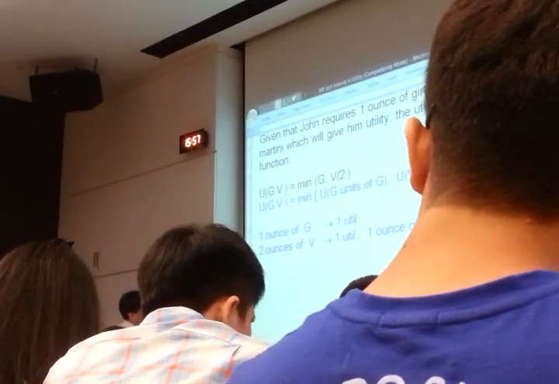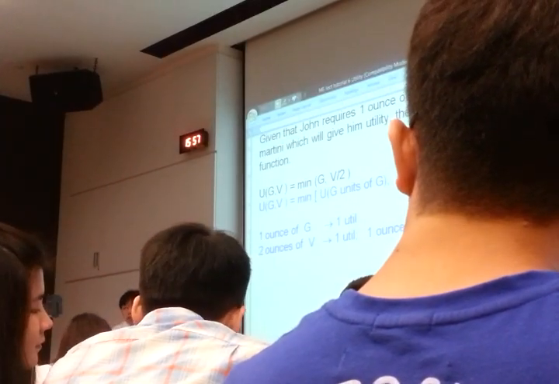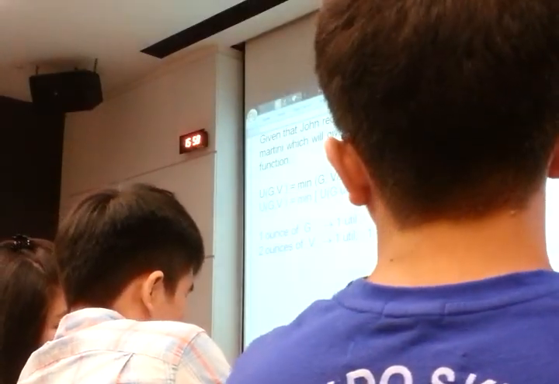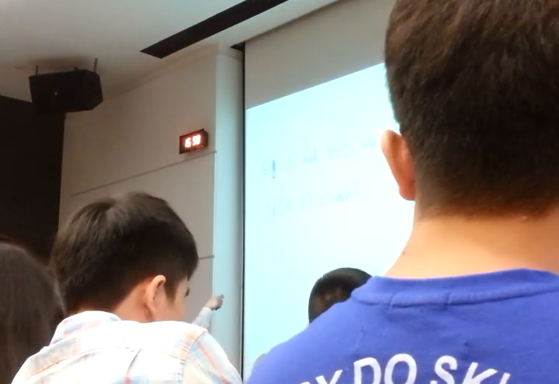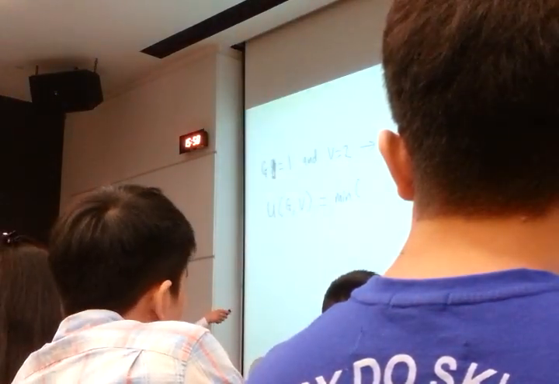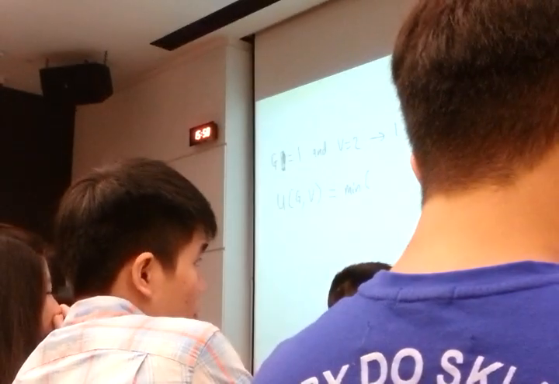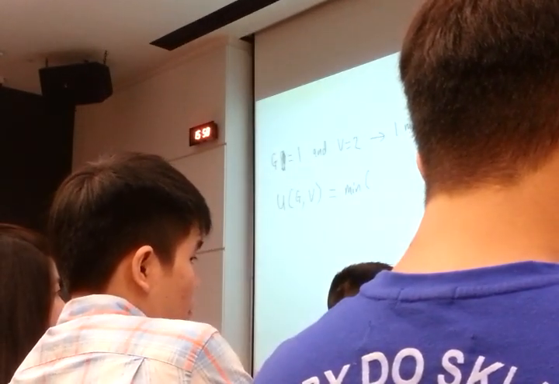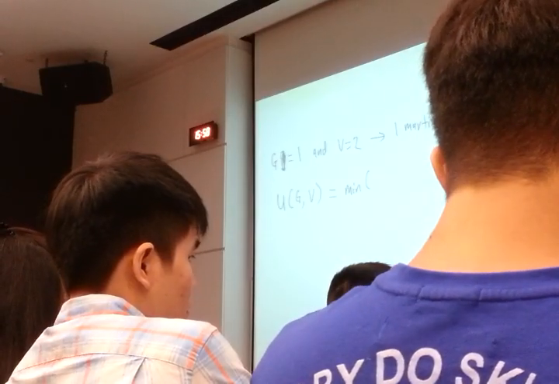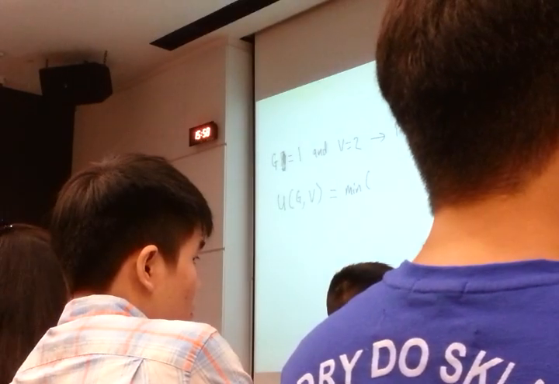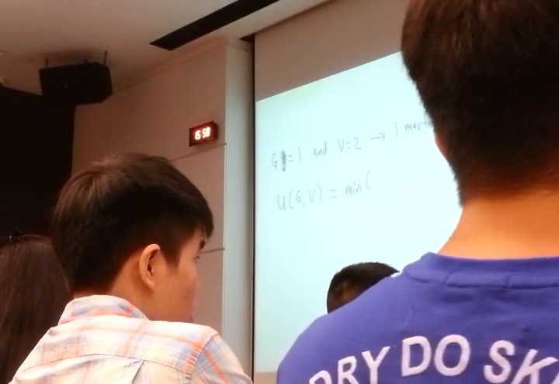Now, we know that 1 unit of G gives 1 util. Why? Because it comes from here. 1 unit of G gives 1 unit of utility. So if 1 unit of G gives 1 unit of utility, therefore G units of G give how many utils? G times 1. G times 1 is G. So that's why here it is G units of utility.